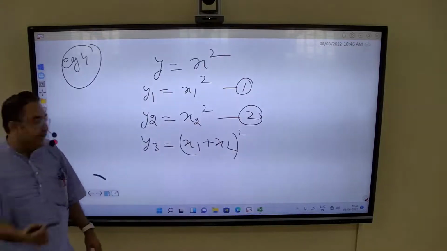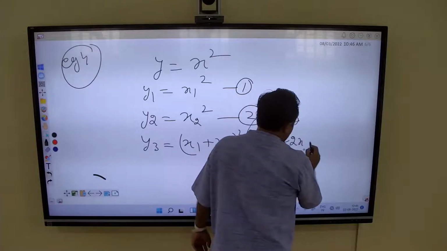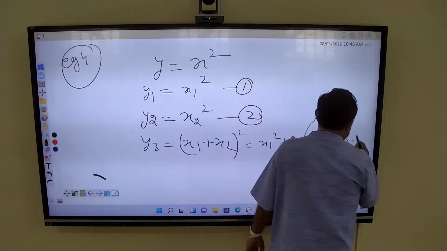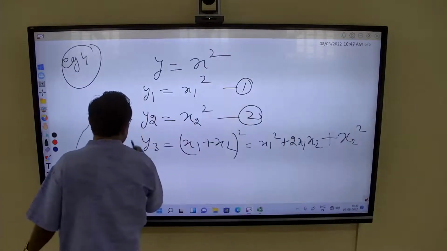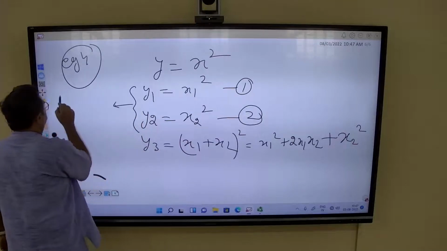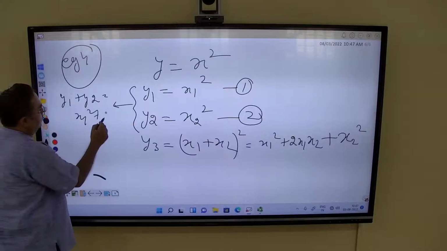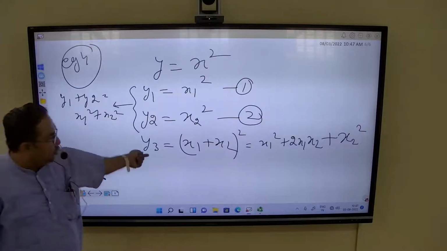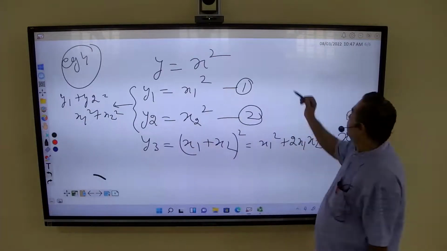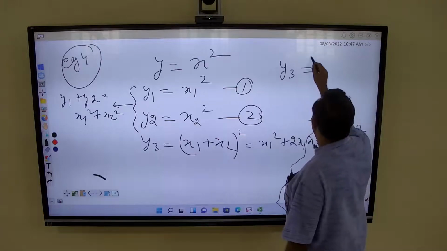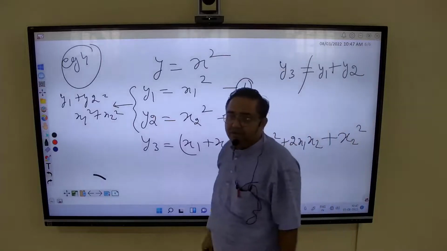Open it, solve it, and further solve it. What you will get is x1 square plus twice x1 x2 plus x2 square. And what is y1 plus y2? Is y1 plus y2 equal to y3? No, there is another term. They are unequal, that is, y3 is not equal to y1 plus y2. Hence the system fails in additivity.